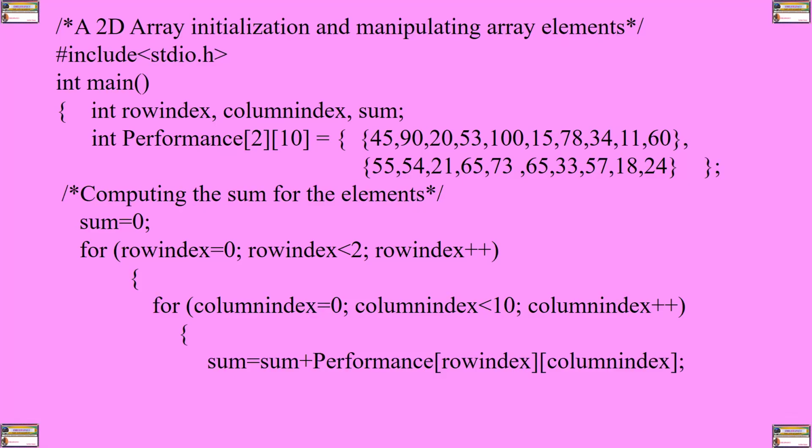Pick the content in the memory location called performance, whose row index is 0 and column index is 0. So performance, index for the row 0 and index for the column 0, that value is 45. The processor will go to the memory location called performance, which we have already created and initialized, and pick the element at row index 0 and column index 0. That is 45.